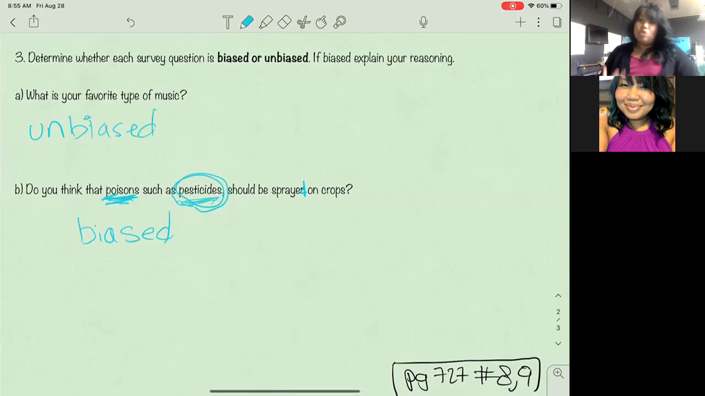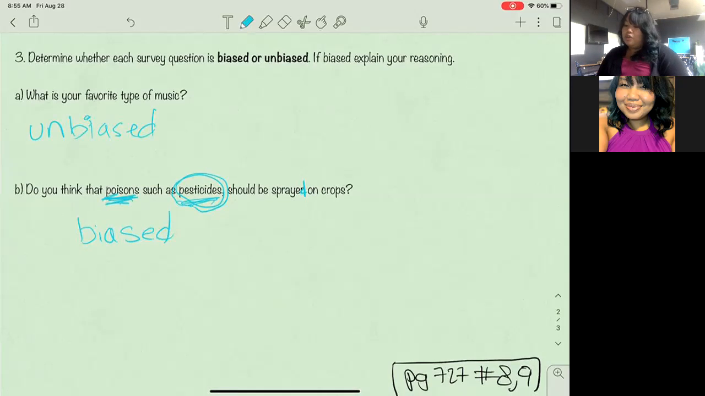Because sometimes we try not to be biased, but we have a feeling one way or another, so we've got to be careful with our questions. The best thing in any survey questions is the simpler the better, because then you won't have to keep explaining things. Everyone thinks differently. So go ahead and try that.